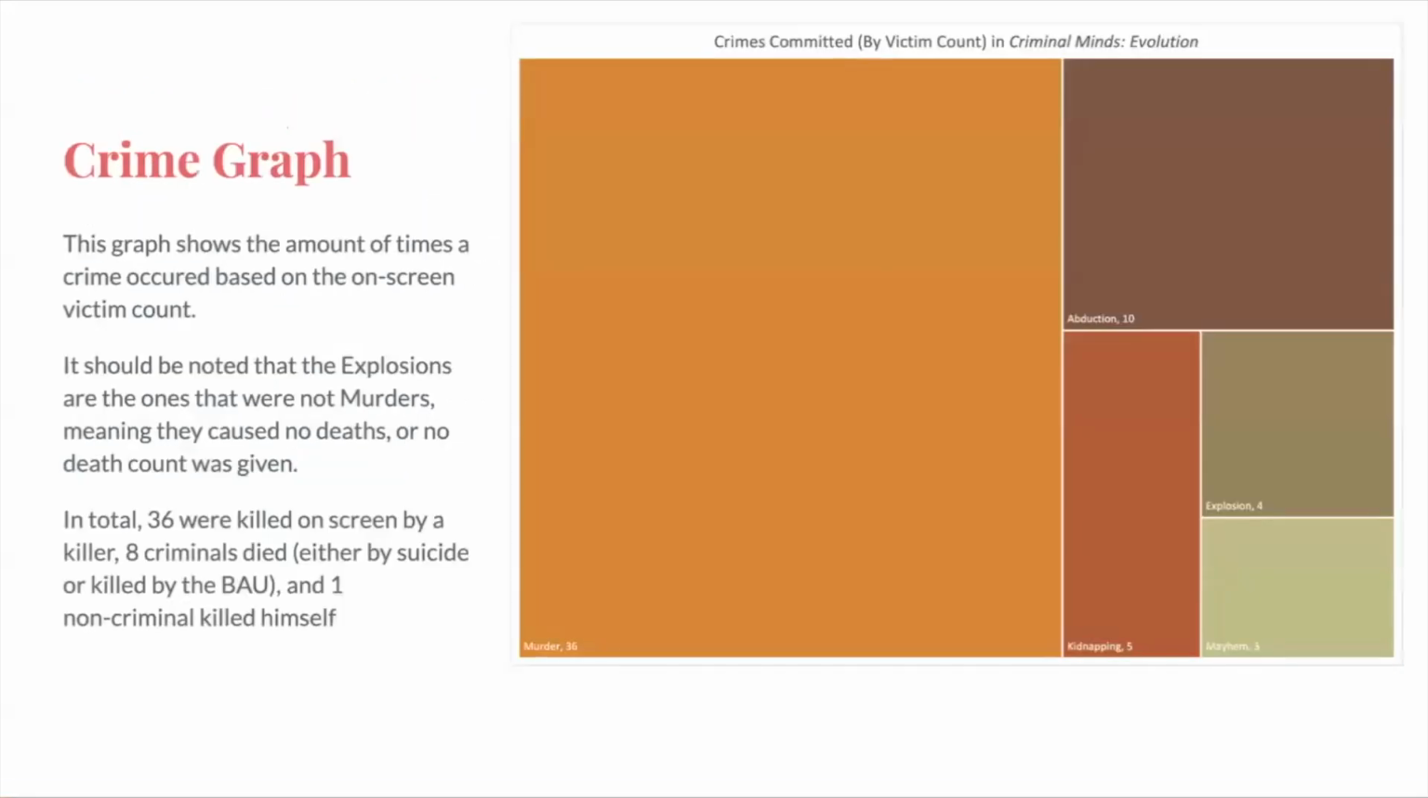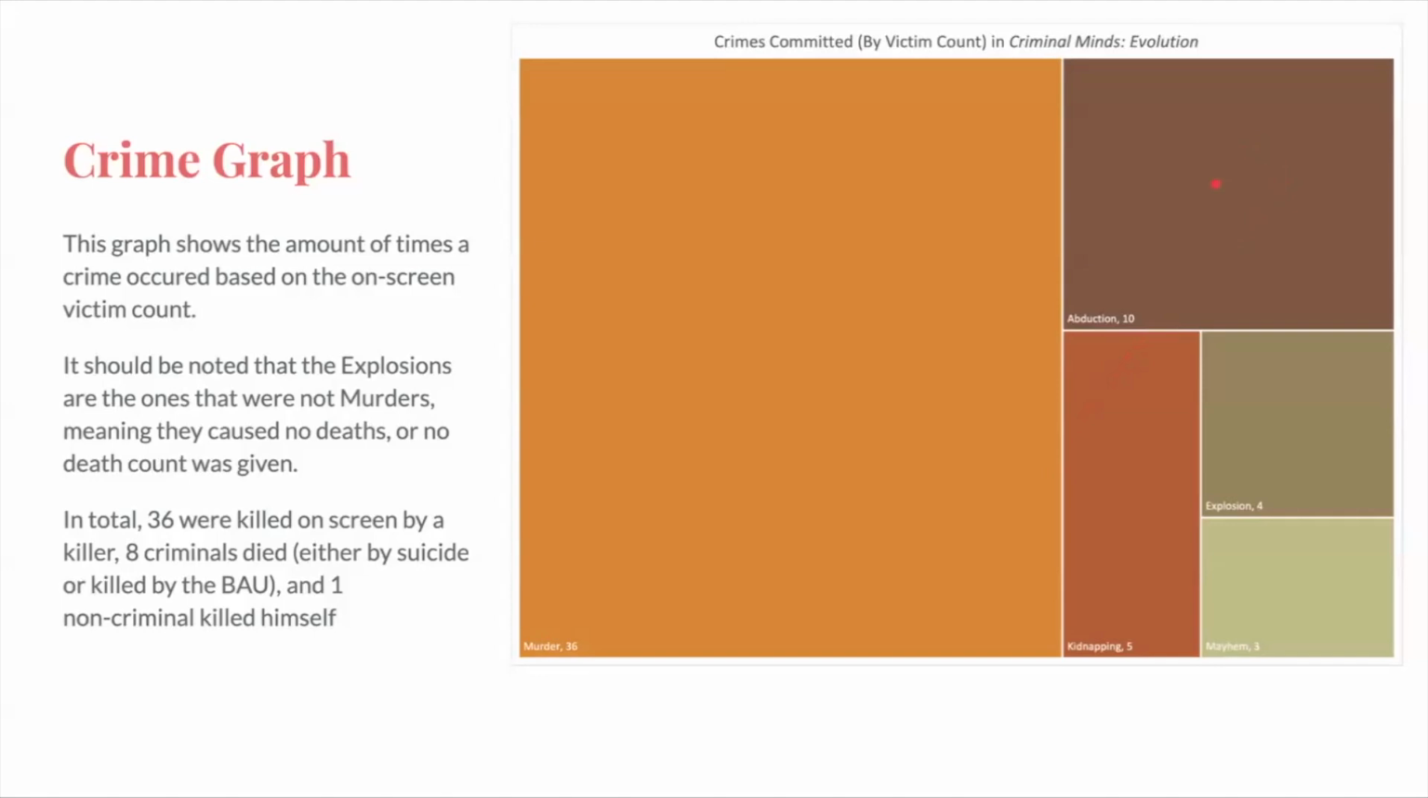So this is the crime graph, and unlike the first 15 seasons of the show, I record this by occurrence, and the size of each square correlates to the number of times that crime happened. So, obviously, murder is the biggest square. There are 36 on-screen deaths that were killed by a killer. Not on this graph are the 8 criminals who died, either by suicide or being killed by the BAU, and the 1 non-criminal who killed himself.